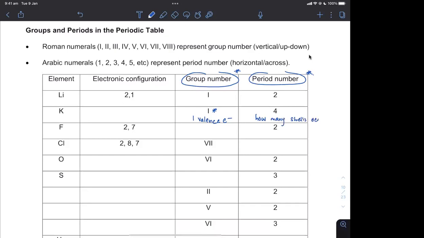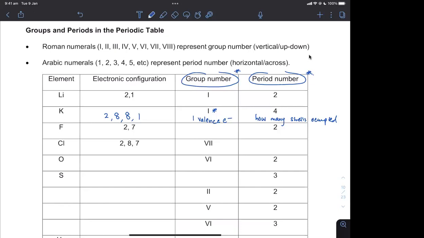So I know that I fill in the first shell first, so there must be 2 in the first shell. Second and third shell must be fully occupied because I go up to the 4th shell. So there's 2, 8, 8, 1, because the first, second and third shells are fully filled, and then the 4th shell has 1 electron because it's in group 1, it's got 1 outer shell electron.